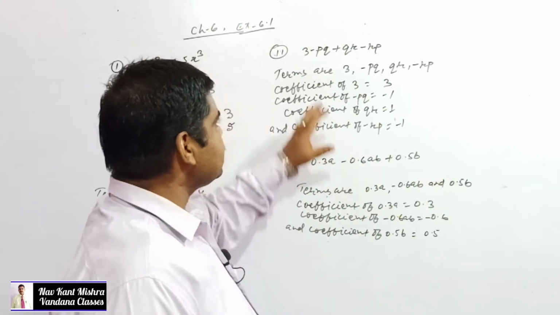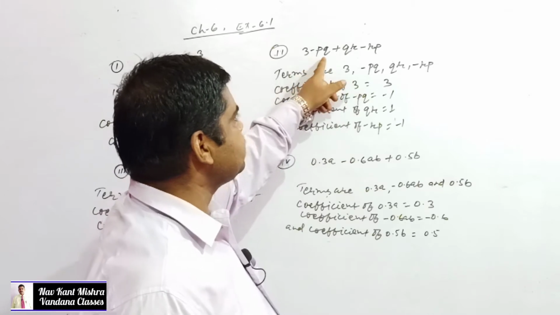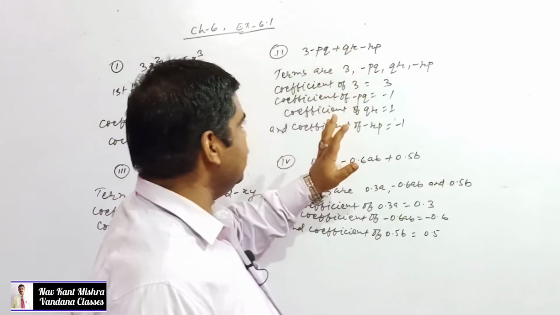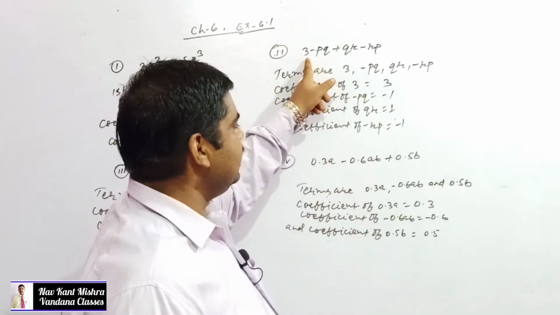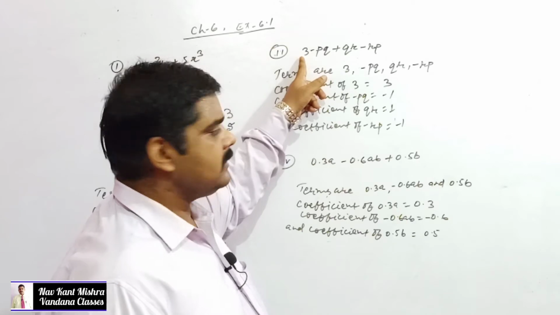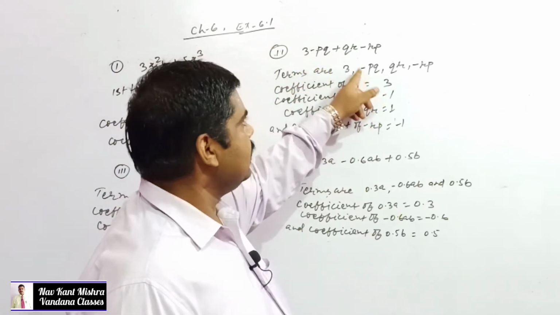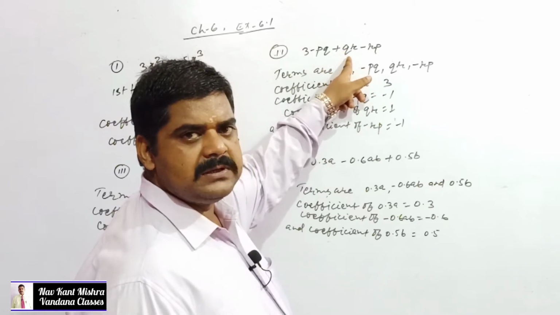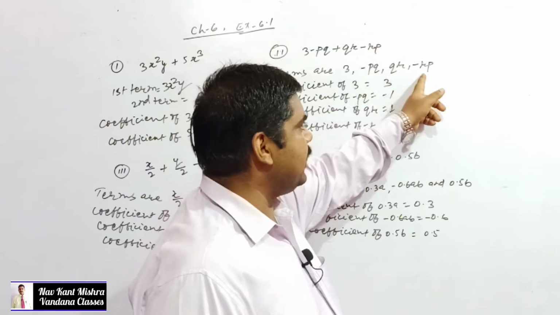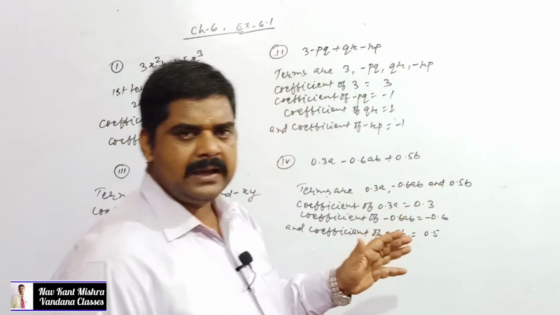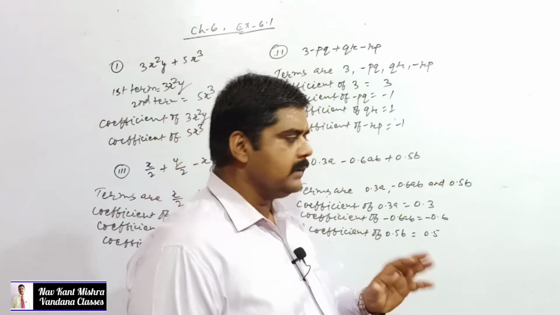My dear student, in the second question, you can see that this expression has been given: 3 minus pq plus qr minus rp, and there are 4 terms. The first term is 3 because it has a plus sign. The second term is minus pq because it has a minus sign. The third one is plus qr, so the third term you can write is qr, and the fourth term is minus rp, because you know very well that each term is separated by the sign, either plus or minus.